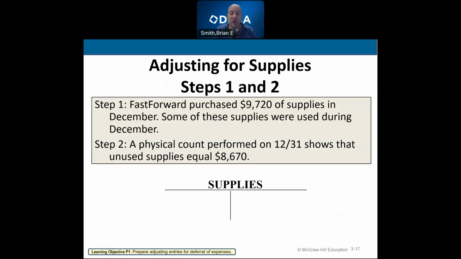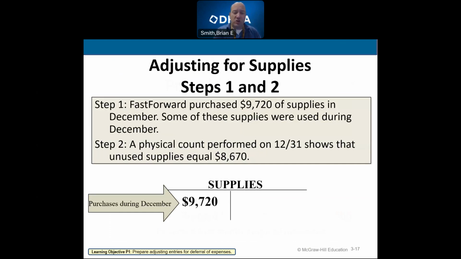So that's what we're doing here. We have a physical count at the December 31st date of $8,670. So what we need to do is look at this from the T account form, and this is showing you something that I just don't like. Okay, the next slide is going to be kind of bad.